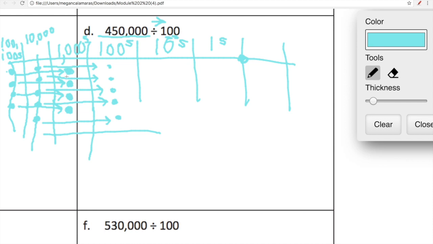How many thousands do we have now? 1, 2, 3, 4. Beautiful. And then how many hundreds do we have? 1, 2, 3, 4, 5. Awesome. And so as it turns out, 450,000 divided by 100 is 4,500.